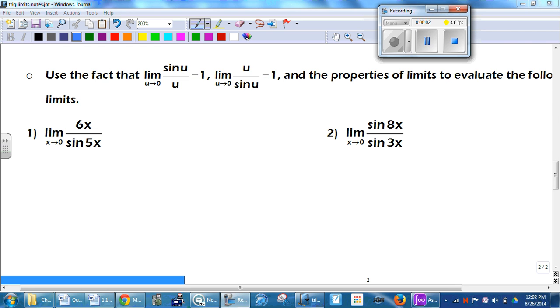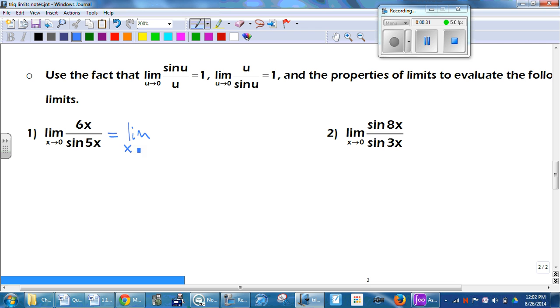Alright, number 1. We're trying to use this fact that the limit as u approaches 0 of sine of u over u equals 1, or the limit of that reciprocal is also 1, along with those properties from the first page of notes to evaluate this limit. Right now you can see these are not the same. If this were 5x over sine of 5x or 6x over sine of 6x, this limit would be 1, but they're different. So what we're going to do is use those properties where we can separate the limit.